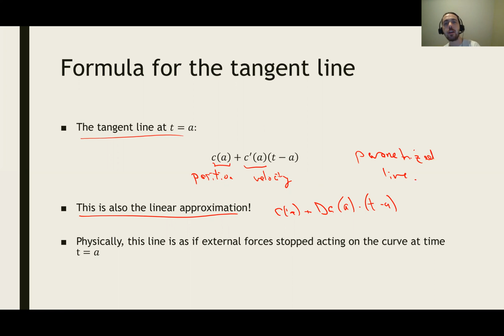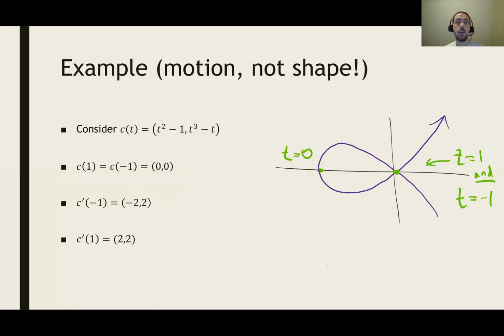So if we're imagining this parameterized curve as some kind of object moving through space, and at some point we just take an object that they're holding and let it fall and let it drift off, the tangent line parameterization tells us where that object will be at any particular position in time. So here's an example. Here's a parameterized curve c of t. It's equal to t squared minus 1 comma t cubed minus t.